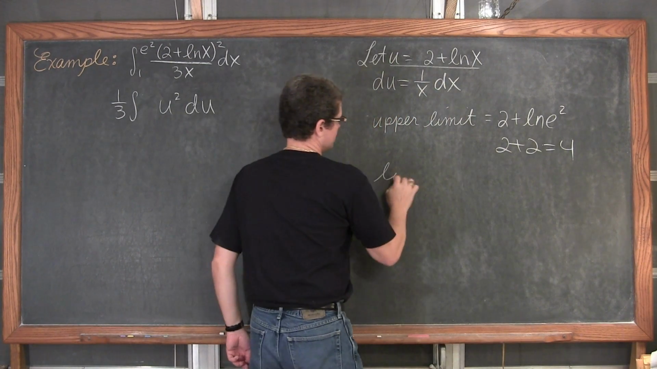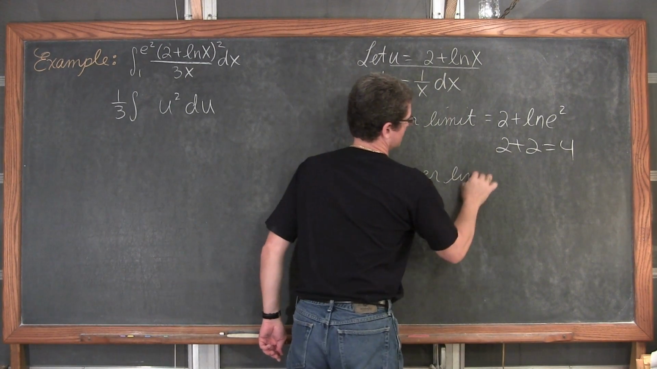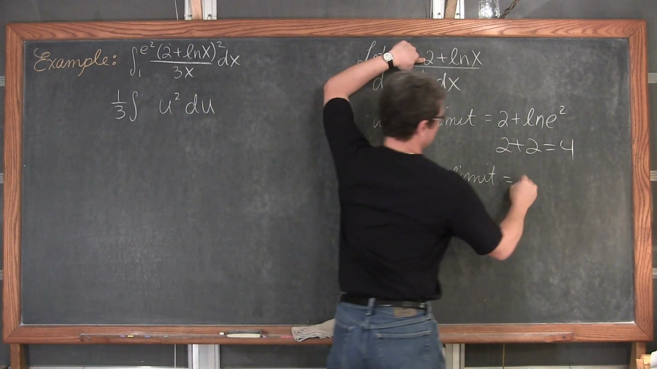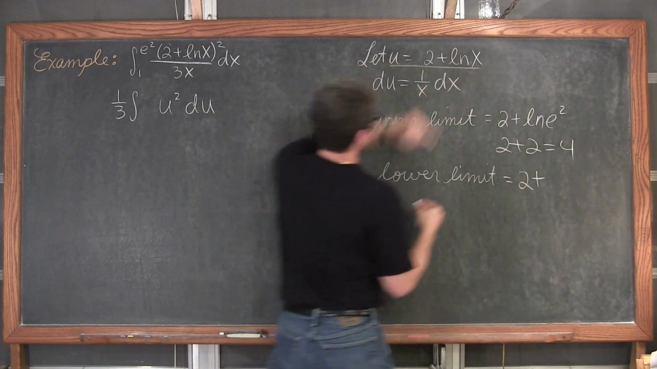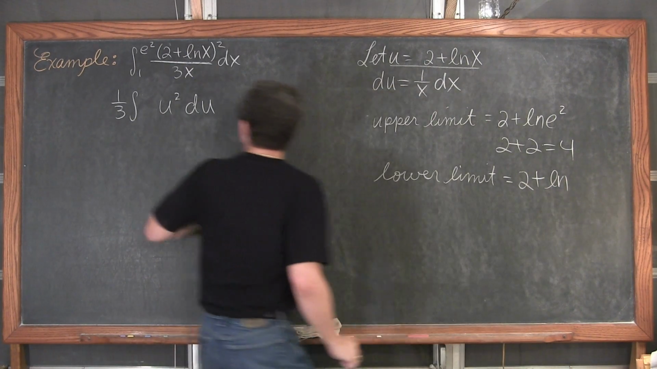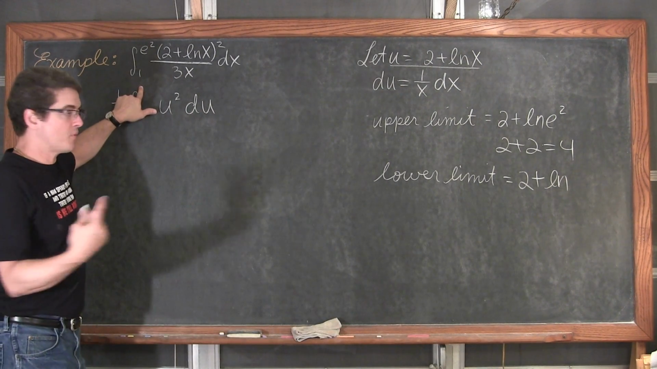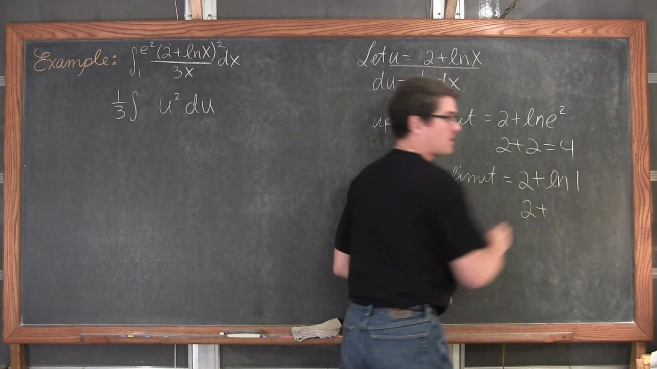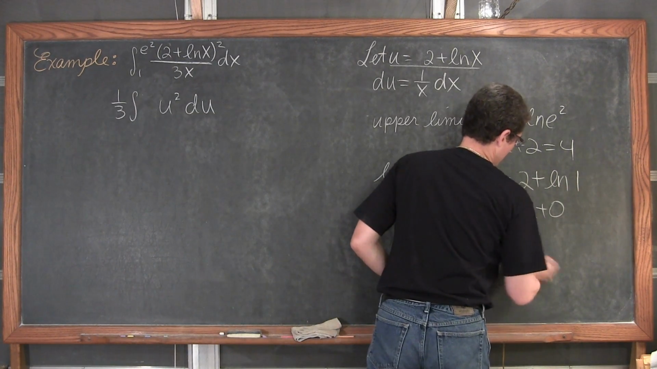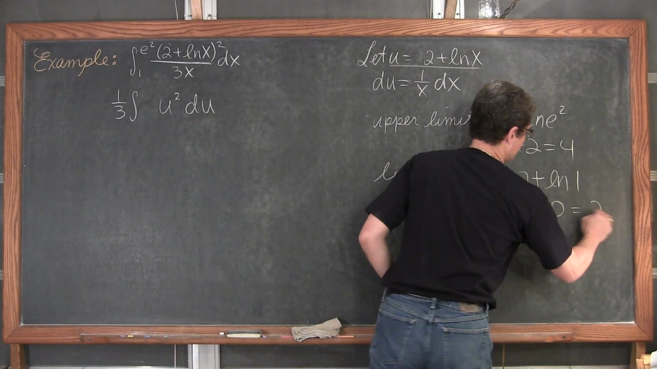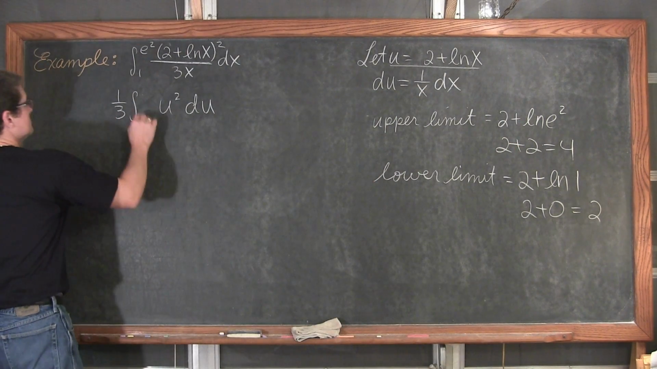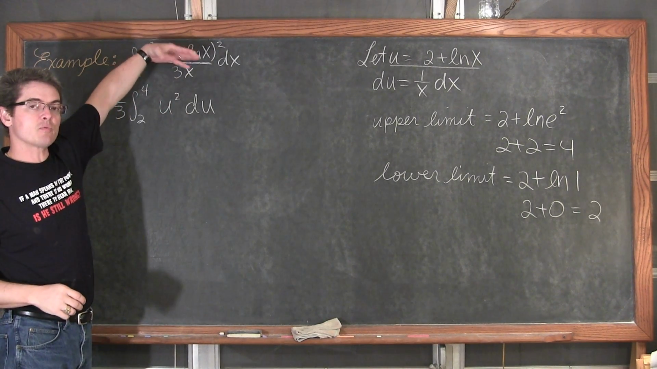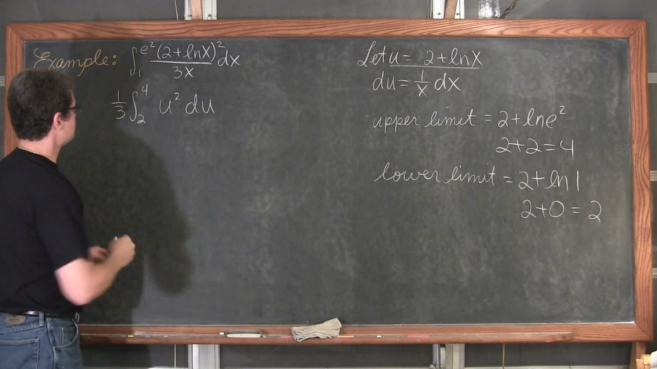And our lower limit is going to be 2 plus the natural log of, my lower limit was 1, I'm putting it in terms of u, so again 1, we have 2 plus the natural log of 1, which is equal to 0, and so our lower limit is equal to 2. So we can come in here and put a 2 there and a 4 there, and now I don't even have to go back to my original expression to evaluate the definite integral.